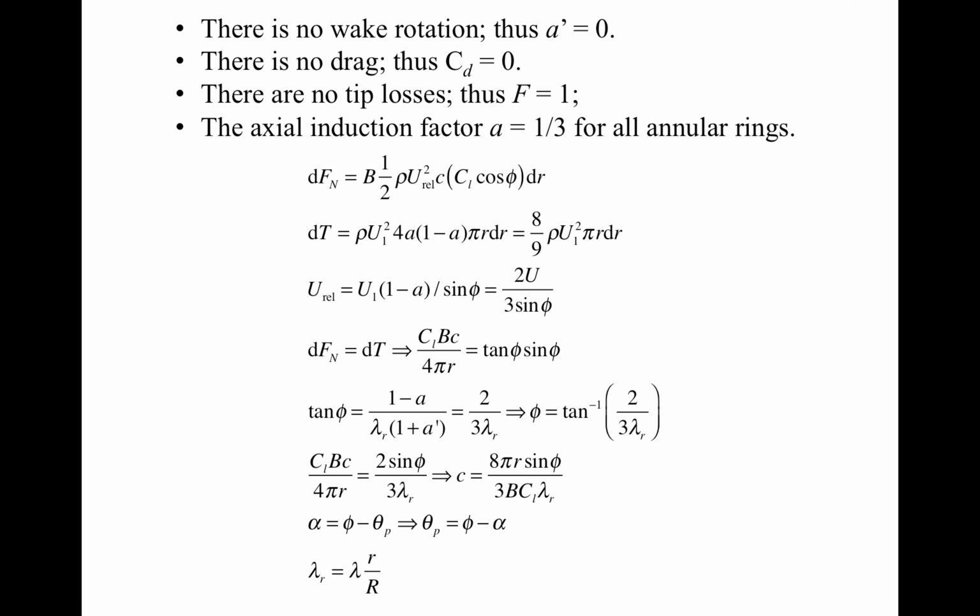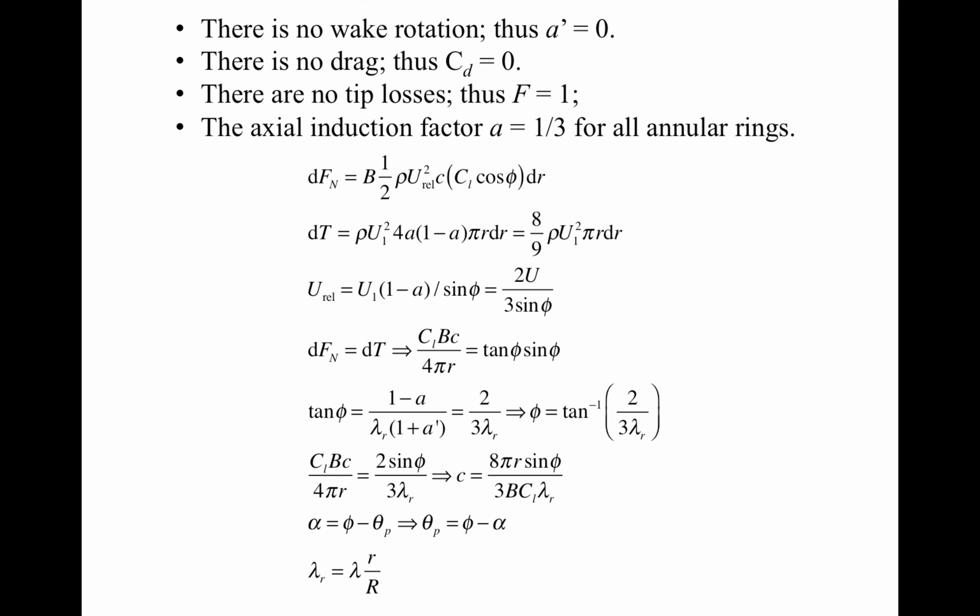Now, once we have understood the shape of the airfoil intuitively, let's do a calculation for a specific example. Here we are assuming no wake rotation, so A prime is 0. We are assuming no drag, so CD is 0. No tip losses, so Prandtl's tip loss factor is unity. The axial induction factor A is fixed at 1/3.